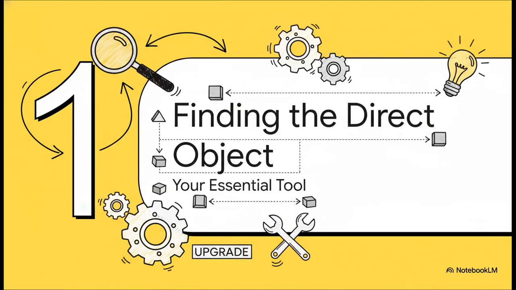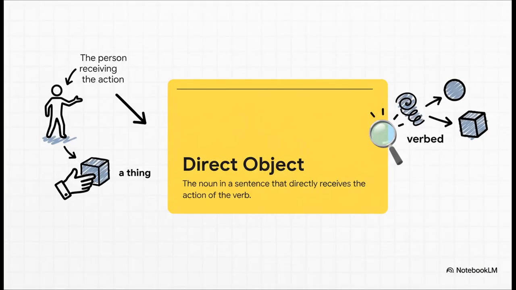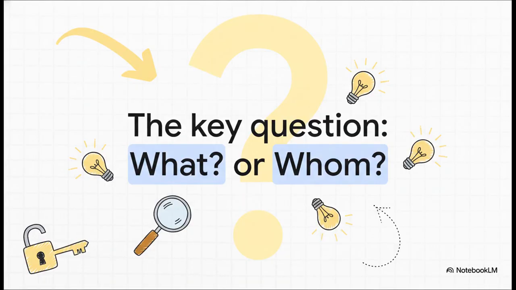All right, first things first. We have to start with the foundation. Before we can replace anything, we need to know exactly what we're looking for. This is all about spotting the part of the sentence that's about to get a major upgrade. So what even is a direct object? Don't let the grammar term scare you. It's really simple. It's just the noun, the person or the thing that's getting the action from the verb. It's who or what is being verbed. That's it. And here is the best part, the only tool you will ever need to find it.